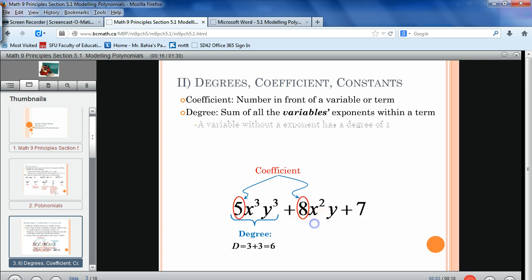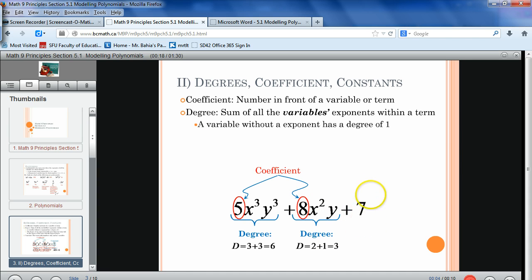Well, again, oh, and don't forget, a variable without an exponent has an imaginary 1. So this y here has an imaginary 1 exponent. So what would the degree on this term be? It would be the 2 plus the imaginary 1, which is 3. This does not have a variable, so you don't have to worry about its degree.